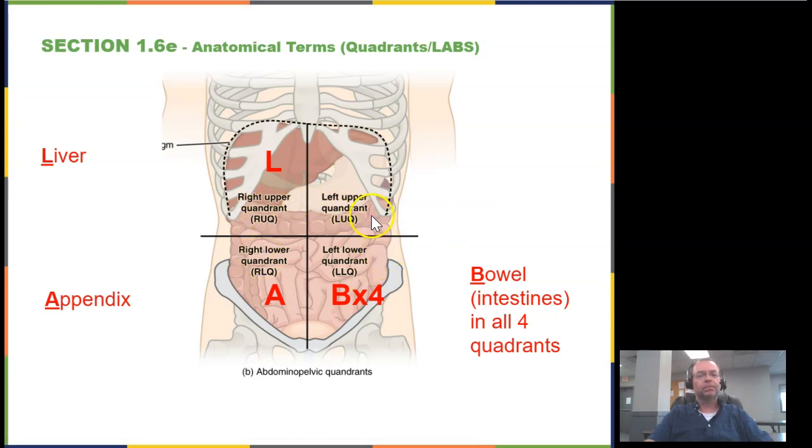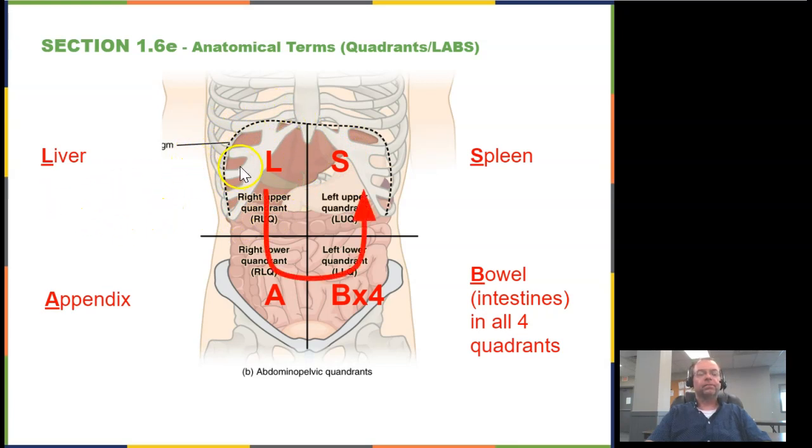And lastly, in the left upper quadrant, we have a couple organs, the most important of which, as far as trauma is concerned, is the spleen. That's why we have an S in the left upper quadrant. So we have LABS. Now it's important to note that the liver is not exclusively in the right upper quadrant. It does extend medially and slightly to the left lateral region. So this is the tip of the liver here extending into the left upper quadrant, but the primary location of the liver is in the right upper quadrant.